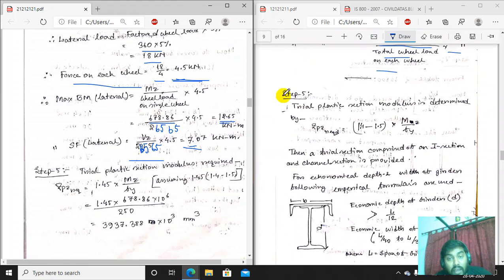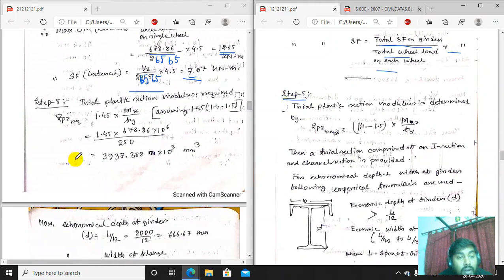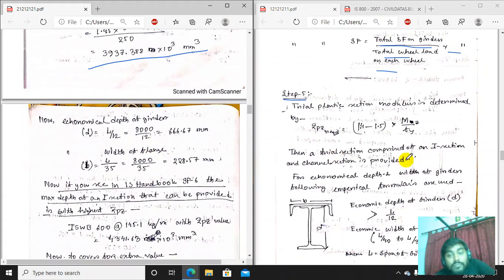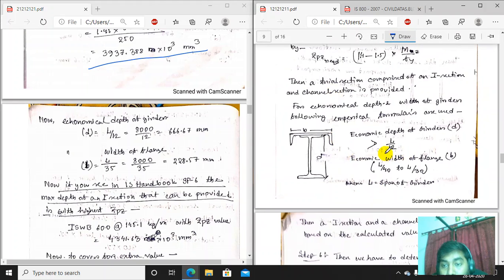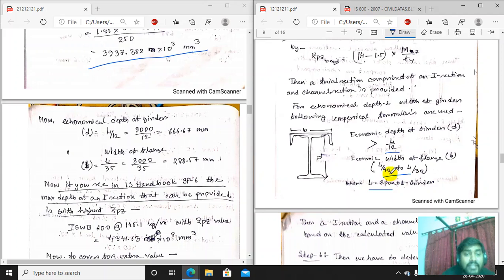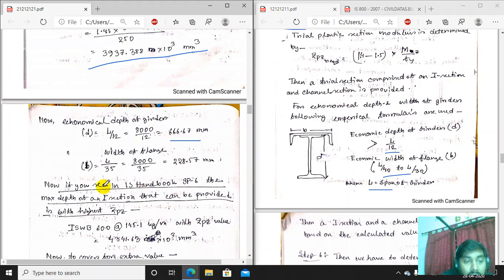Now coming to step 5, that is important, because we are now starting the design. The trial plastic section modulus is calculated, putting all the values here. We know MZ, we know all the things, 3937.388. Now the economical depth and economical width of the girder we have to find out by these two formulas, L by 12 and L by 35. So L by 12 we are getting 666.67 and L by 35 we are getting 228.57.